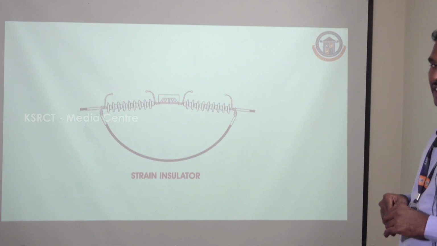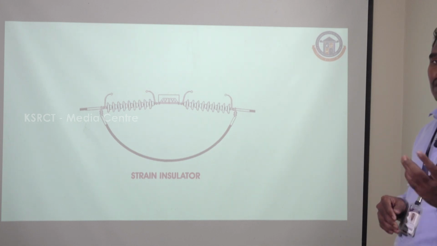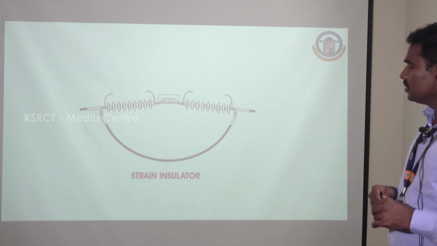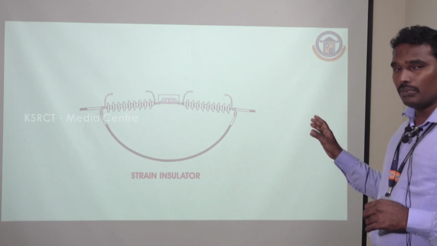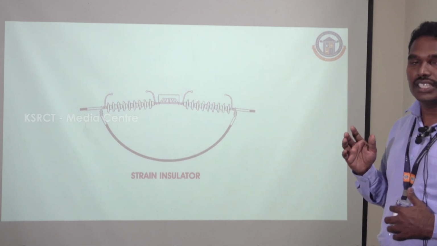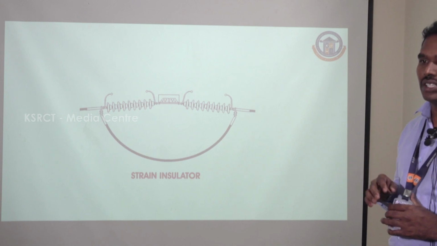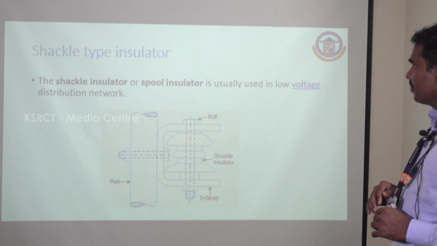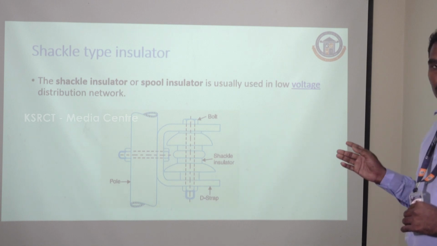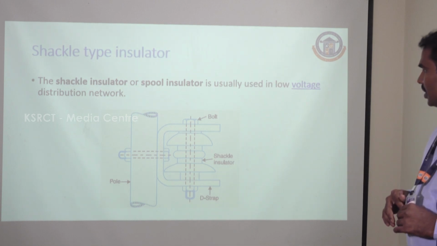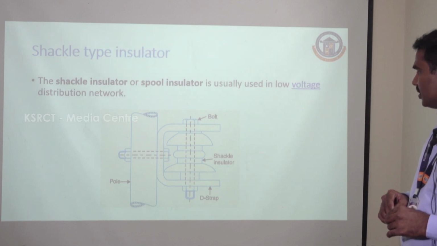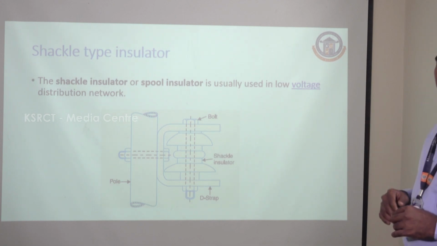So this is your strain insulator. If you go with the suspension insulator, it is a vertical form, this is a horizontal form. This is mainly used where your transmission tower direction is changed from one direction to another. Then this is the shackle type insulator. This is mainly used for distribution networks only. So we are having the pole, and a set of structure from the bottom to top.